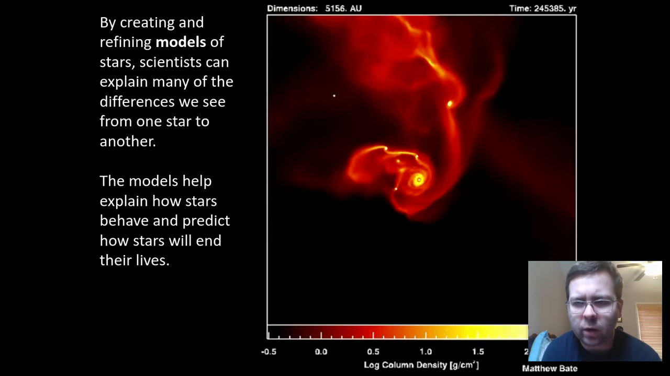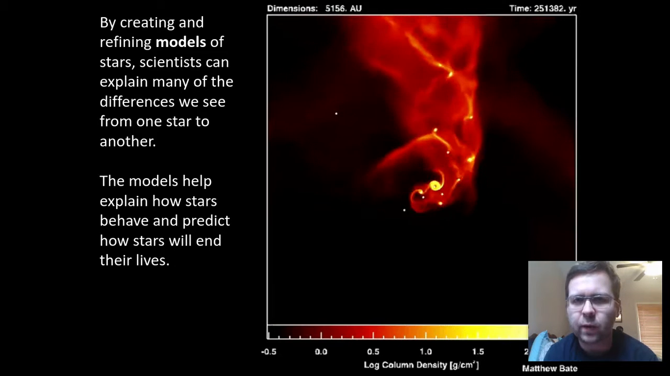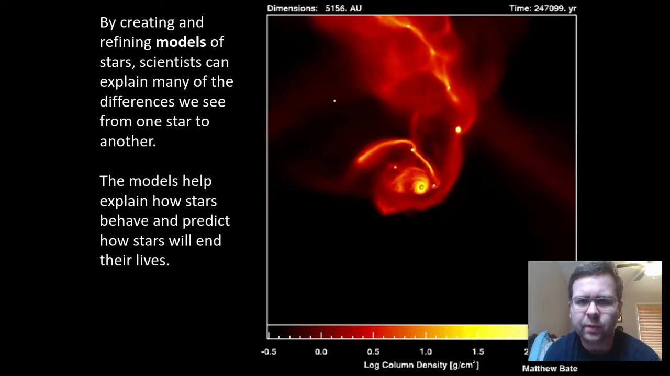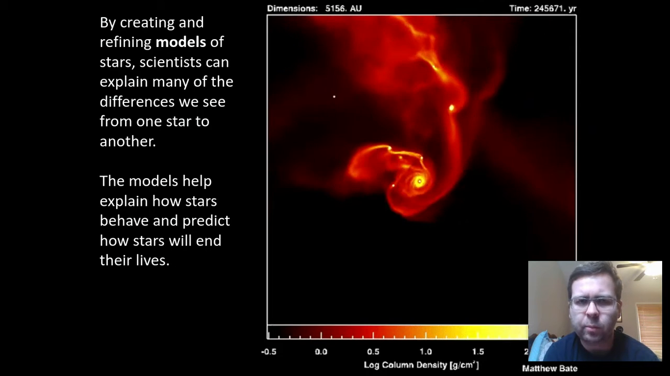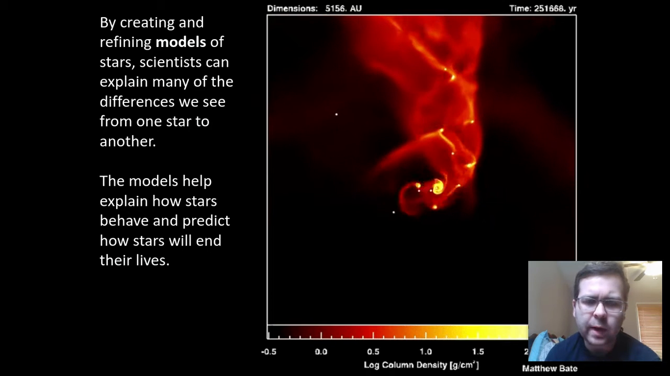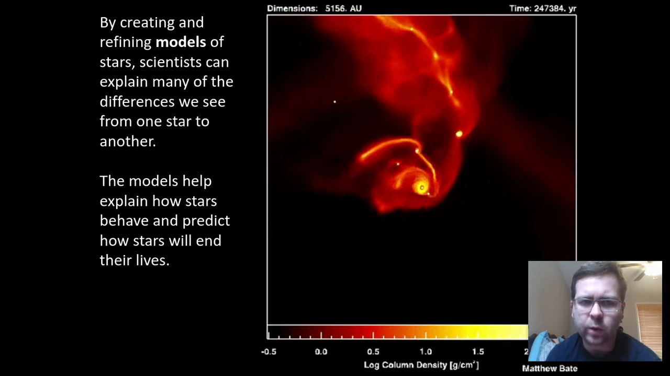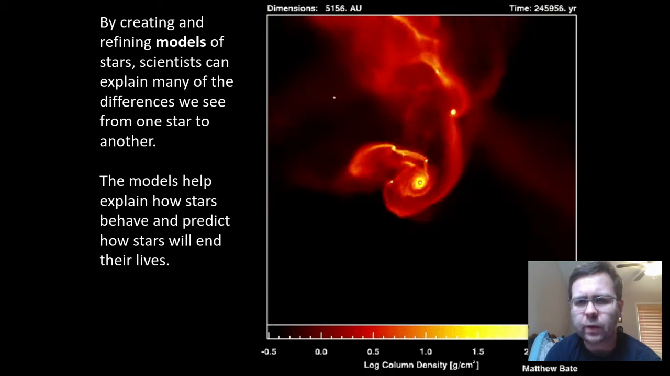And we have a star nearby, the sun, to test out our models on. And that's what astronomers spend a lot of time doing: they look at the sun and test out their models based on what they see in the sun and what we get from the sun. So models help explain how stars behave, and they also help predict how stars will end their lives too. So we're talking all about models. That's what we're using.